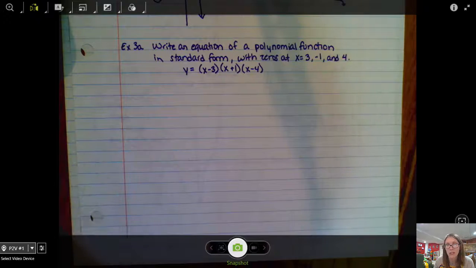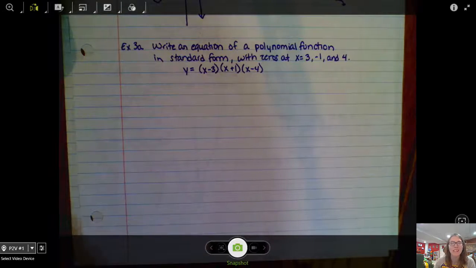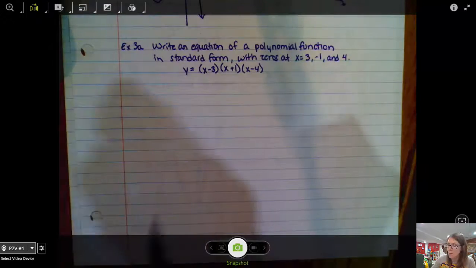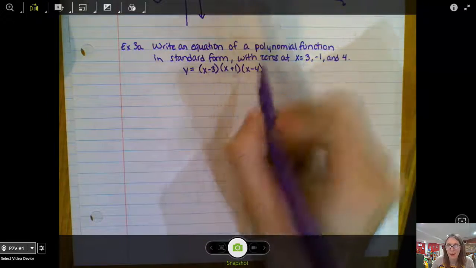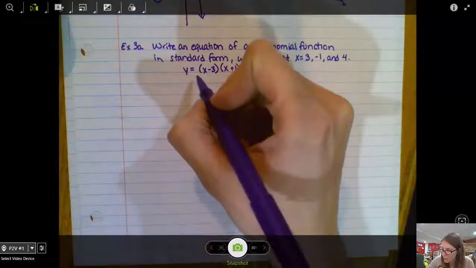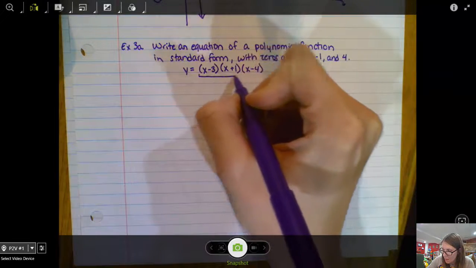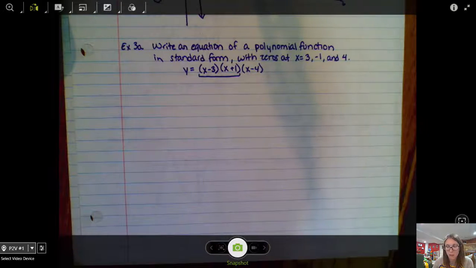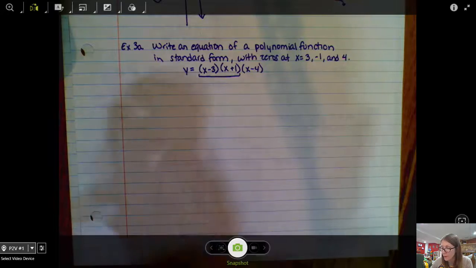However, this is not actually in standard form. Standard form, we have to see all of those individual terms. So to get to standard form, I have a lot of multiplying that I'm going to have to do here. So let's start off with x minus 3 times x plus 1. And we multiply this just like we would normally multiply two binomials using FOIL.